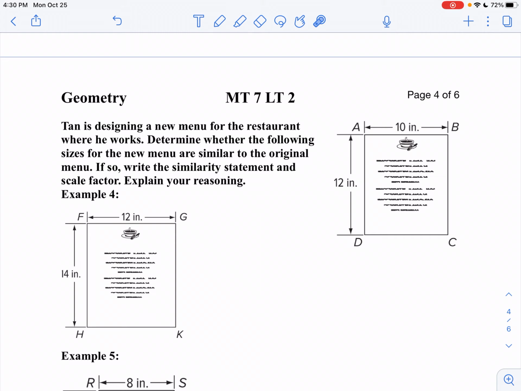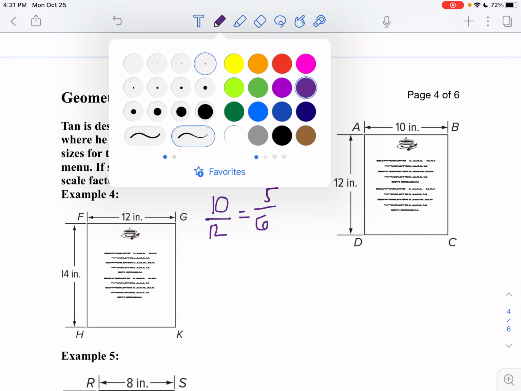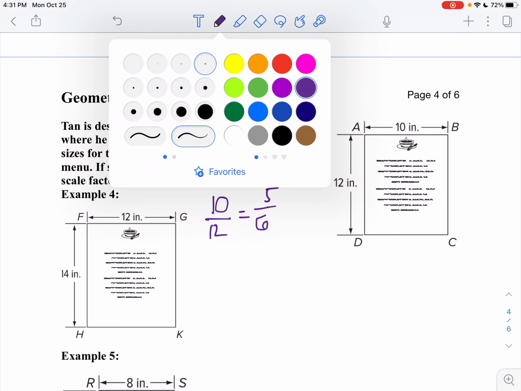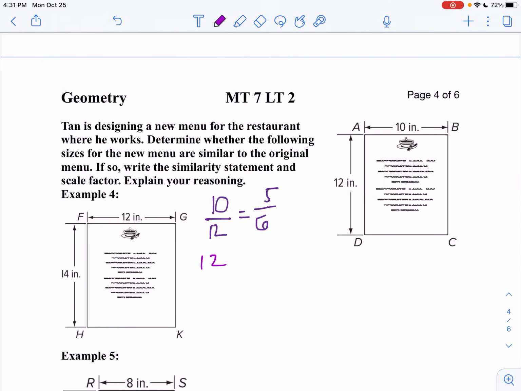I'm going to pick the smallest side of the original menu, that's 10. Let's have that correspond to the smallest side of my new menu, which is 12. I can reduce that to 5 to 6. Now let's take a look at another side. I'm going to pick AD, which is 12, and compare that to 14. So 12 to 14, and that reduces to 6 to 7.